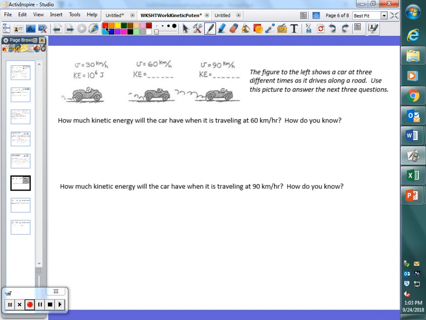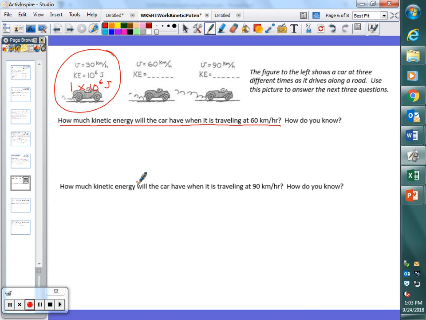The first question is asking about the amount of kinetic energy when the car is traveling at 60 kilometers per hour. The initial picture shows the car traveling at 30 kilometers per hour, and it tells us that it has a kinetic energy of 10 to the 6th joules. I'm going to rewrite that as 1 times 10 to the 6th joules, right? Because if we multiply anything by 1, it's itself. That's going to be important a little bit later on. All right, good for starters. Yes? Good? Okay.